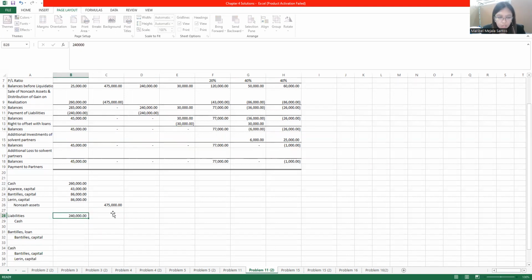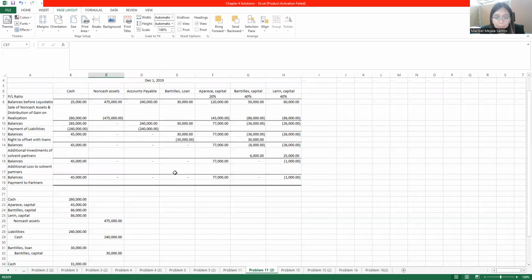Ito yung payment of liabilities. And ito naman yung offset ng loan. Then we have additional investment. This is 31,000. 6,000 for B and 25,000 for L.